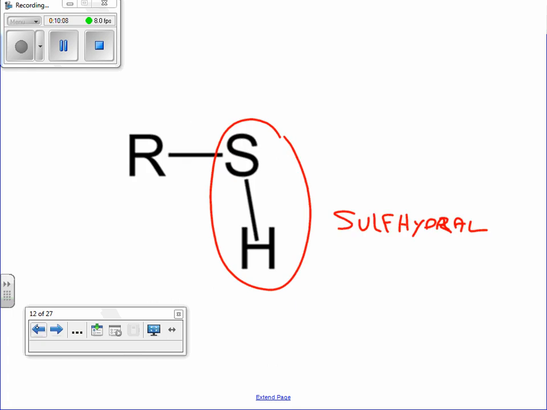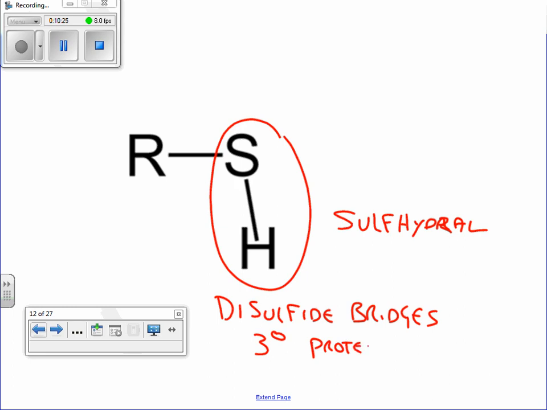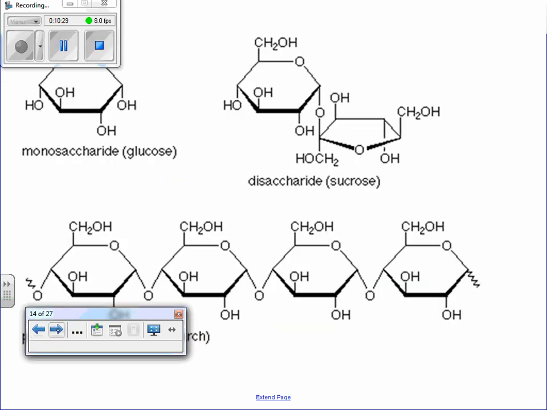Where would you see this one? Disulfide bridges. Reviewing, this is going to be a main component in the tertiary structure of protein folding. So keep that in mind. All right, on to the biomolecules.